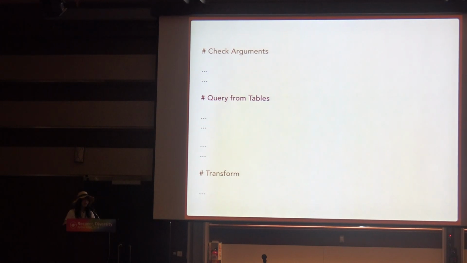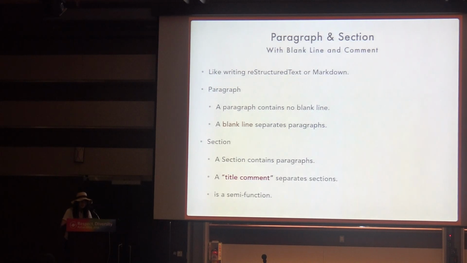I will separate sections by a title comment. You can use a title like Markdown to separate your paragraphs. In summary, it's just like RST or Markdown. A paragraph contains no blank line, and a blank line separates paragraphs. And also we define a section. A section just contains paragraphs, and they use a title comment to separate the sections. And it also works like a semi-function.